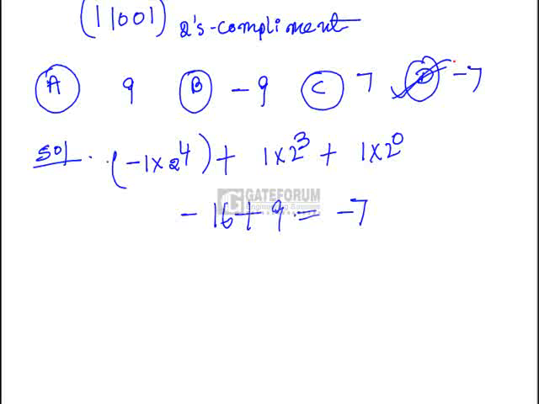So this is the direct way of finding this. -7 is the correct option here. Option D is the correct.